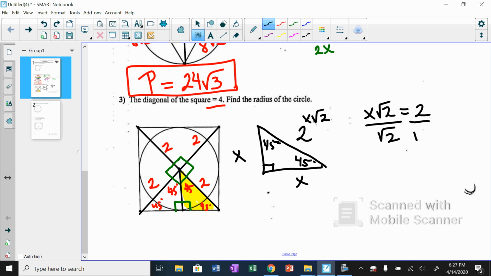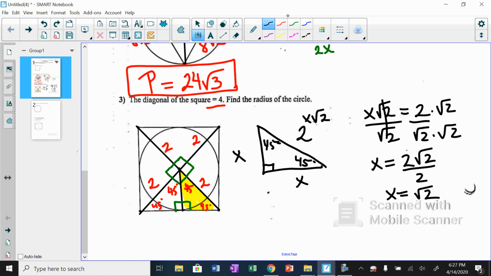Divide by root 2 on both sides. Multiply by root 2 to rationalize. So we're going to have x is equal to 2 root 2 over 2, which is just equal to root 2. So what does that mean for us? That means the radius is right here, root 2. The radius equals root 2. There we go. All right, 2 more problems.